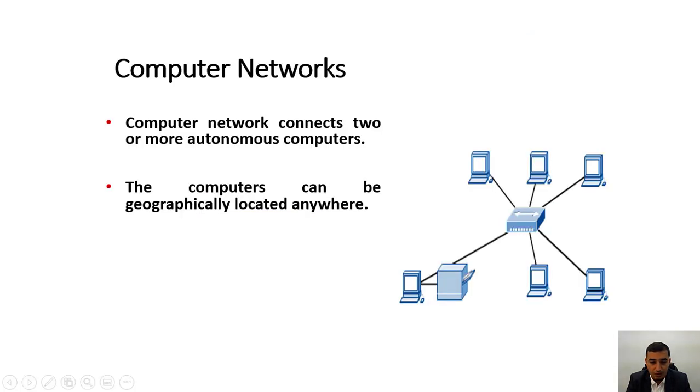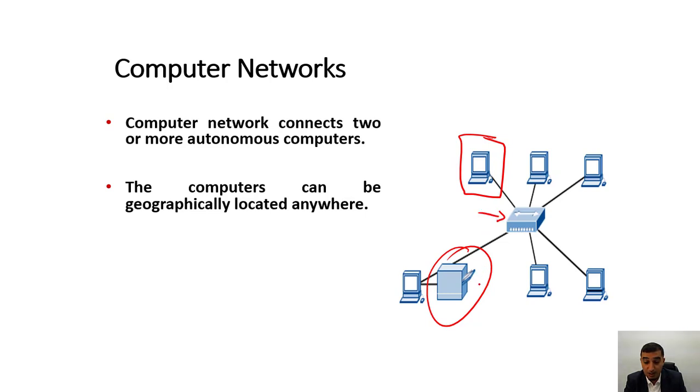So a computer network connects two or more computers autonomously. I'm here connected to a network, but I don't know who the other computers on my network are. This is my office over here, and there are multiple computers, including a printer, connected to this network. Now, how are these devices connected? What is the device that connects them? We are going to talk about all of these things.